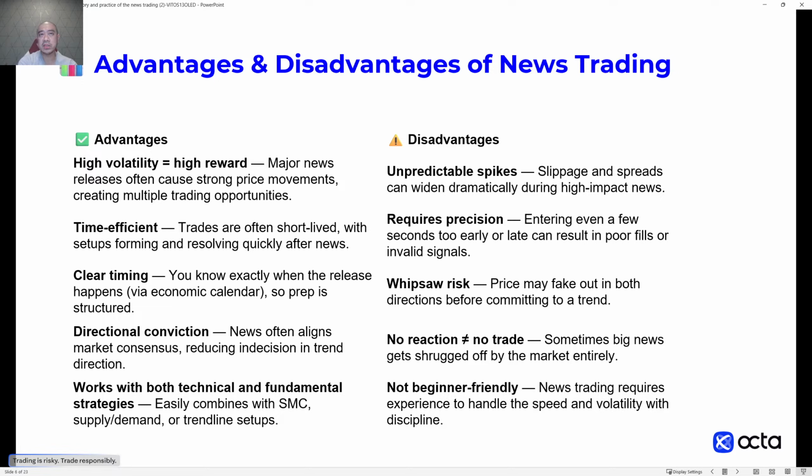The other advantage here is that it is time efficient. All right, trades are often short-lived. Like last week when we did our labor numbers, it's really up to you, but I don't really like staying too long when we trade the news. If I can get out within the first 1 minute, I would do that. If there was a 5 minute window and I'm able to get out in that 5 minute window, I'll take that profit instead of letting it run and leaving it to a lot of unknowns.